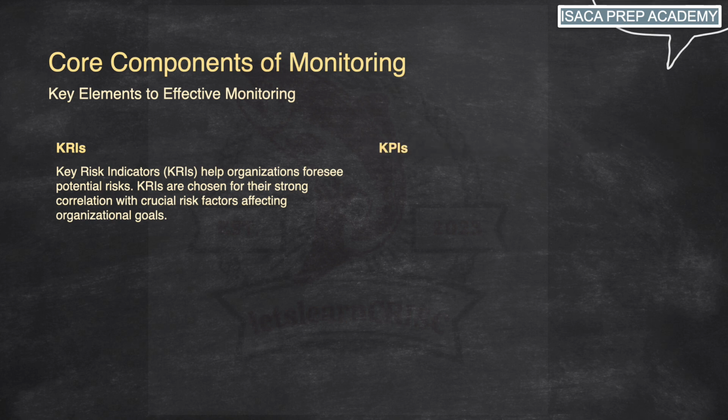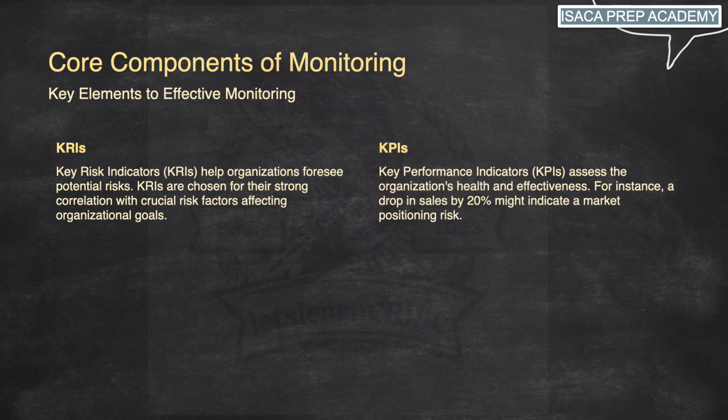Next, the key performance indicator. Friends, key performance indicators are like a health checkup for a business. They help assess how well the organization is doing and how effective its strategies are. For example, a 20% decrease in sales could signal a problem with how the business is positioned in the market. By keeping an eye on key performance indicators like sales numbers, businesses can understand if there are any issues that need to be addressed.